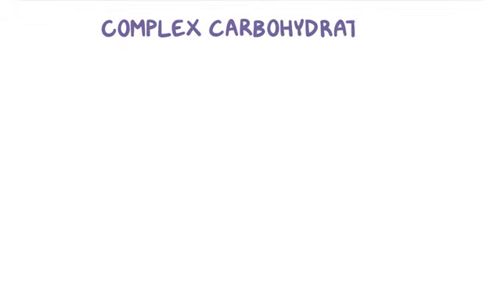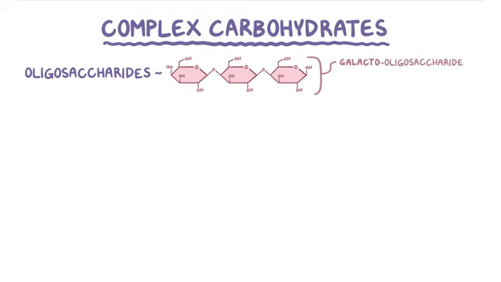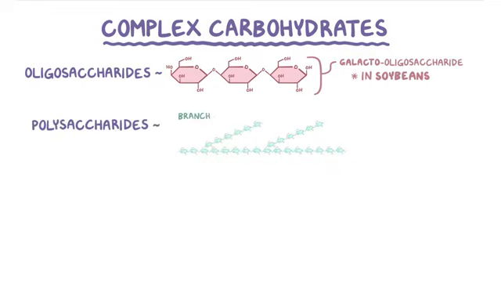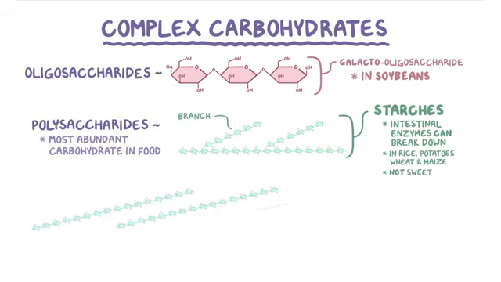Next, there are the complex carbohydrates. There are oligosaccharides, like galacto-oligosaccharides, which are short chains of galactose molecules, like those found in soybeans. Then there are polysaccharides, which are even larger chains with branches, and are the most abundant type of carbohydrates found in food. Starches are polysaccharides with molecular bonds between sugar molecules that human intestinal enzymes can break down. Starches are an important source of calories, and can be found in foods like rice, potatoes, wheat, and maize. Starches don't taste sweet like simple sugars, because they don't activate the taste buds in the same way.